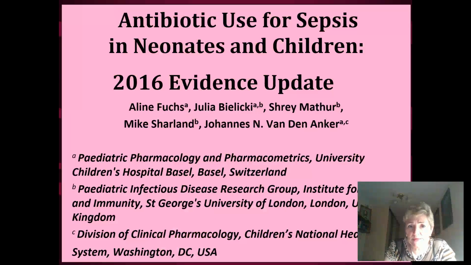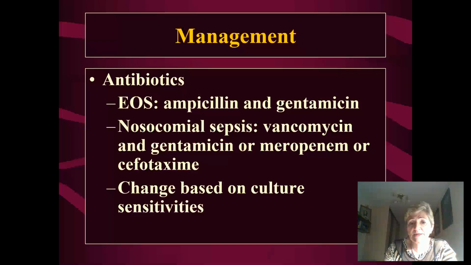We can see the recommended antibiotic treatment for sepsis in the neonatal period and infants. According to this recommendation, antibiotic therapy for early onset sepsis is ampicillin and gentamicin. For nosocomial sepsis, vancomycin and gentamicin, or vancomycin and meropenem, or vancomycin and cefotaxime. And you must remember to change antibiotic therapy based on culture sensitivity.